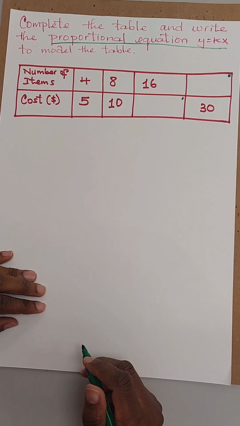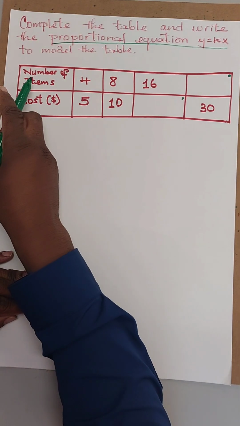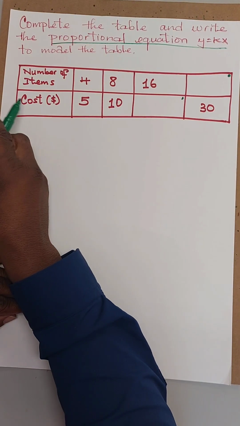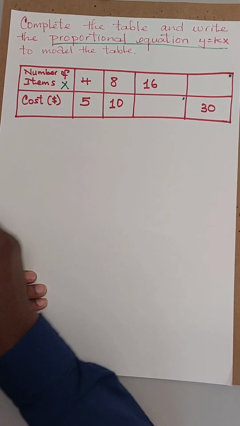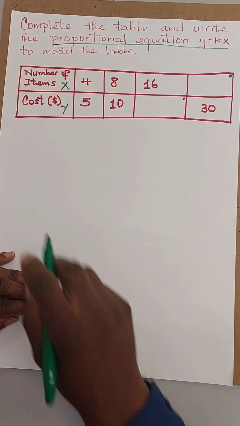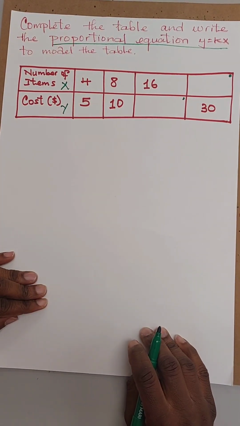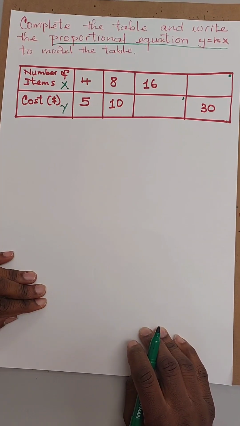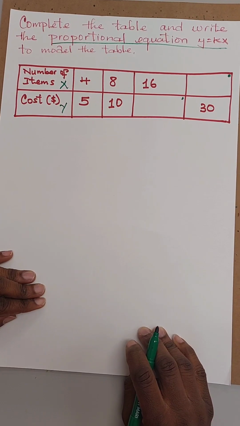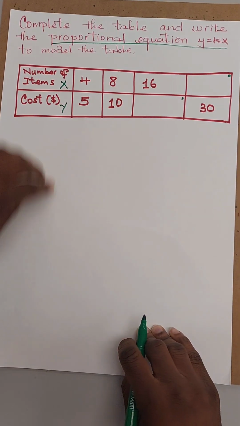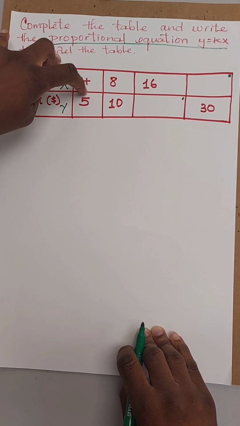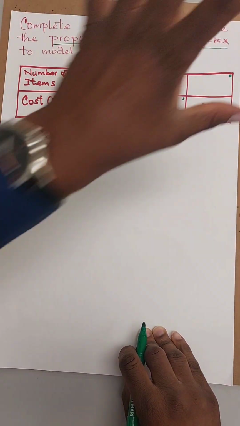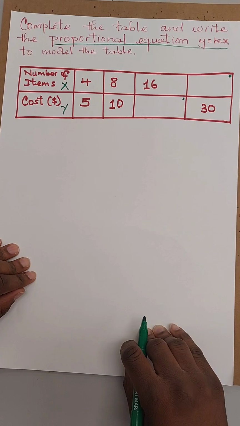Okay, so every time you see a table, this table represents number of items bought and the cost. Number of items will always go to the x-axis because the cost depends on how many items you buy, and y is always the dependent variable. X is the independent variable. So this information right here, that 4 items cost $5, is going to help us know every other thing on that table.